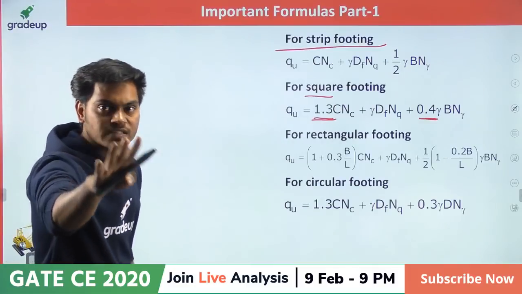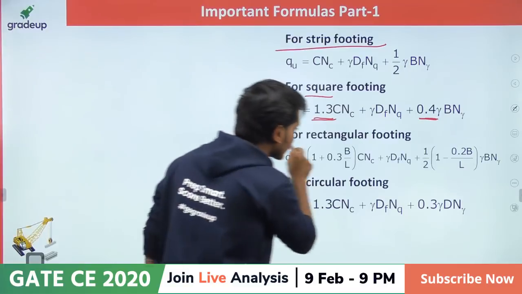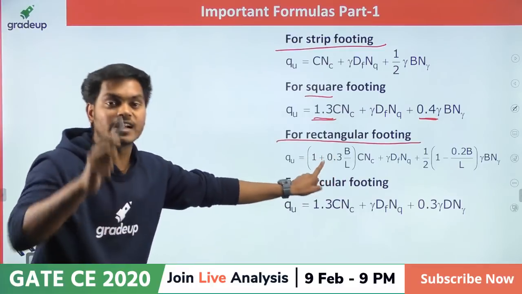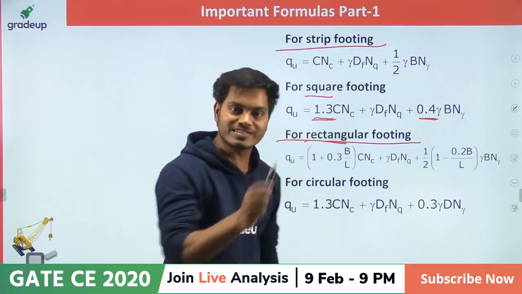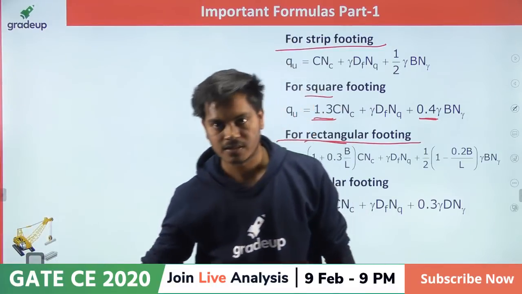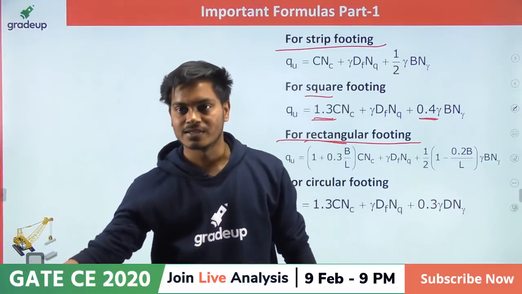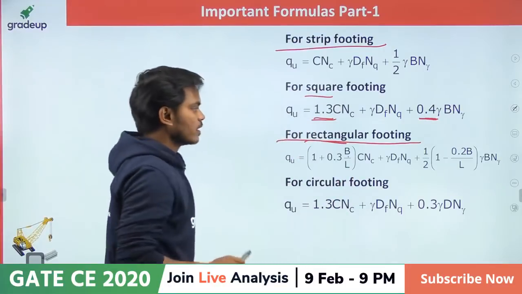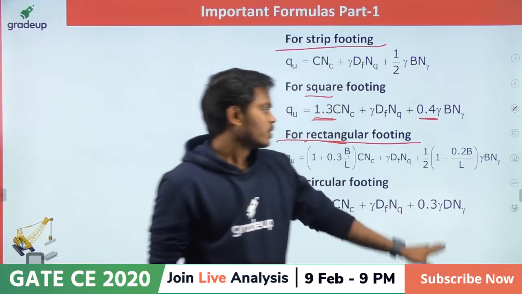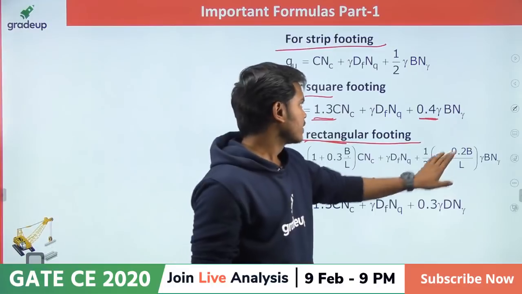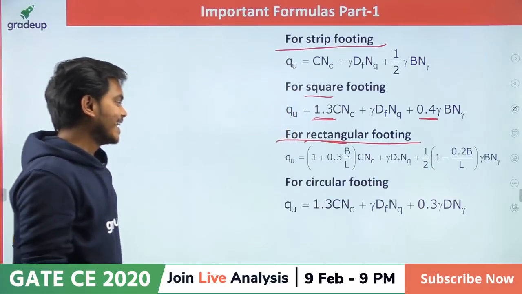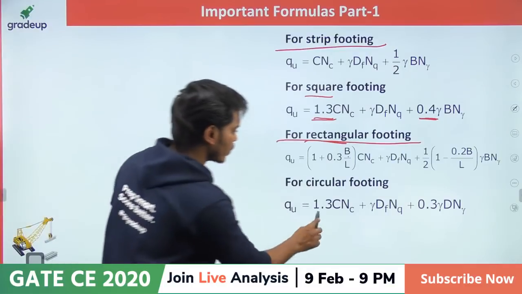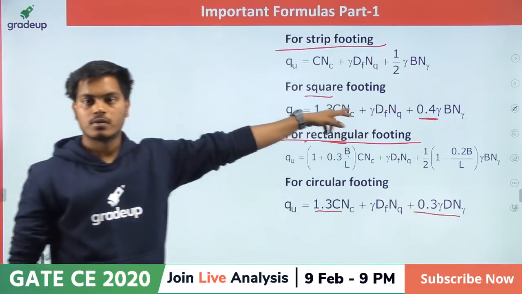Next, and for rectangular footing, simply again you will do 1 plus 0.3 b by L. Remember this, because when you have a rectangle, obviously you will be having a width and a length. Okay? Width and a length. Alright? So b by L. And similarly here also. Clear? Alright. Next is for circular. For circular 1.3 and 0.3. Clear hai?